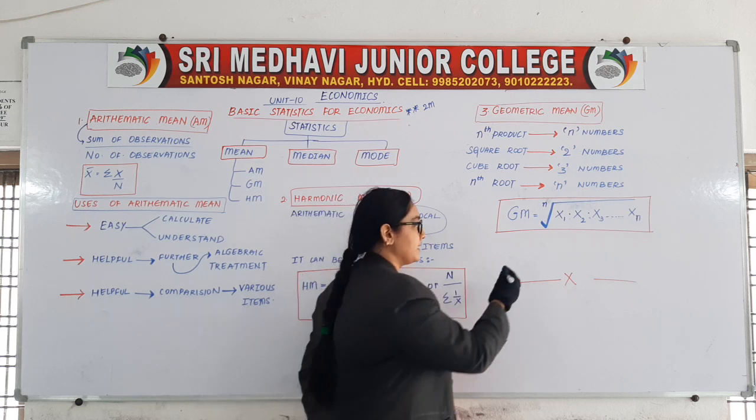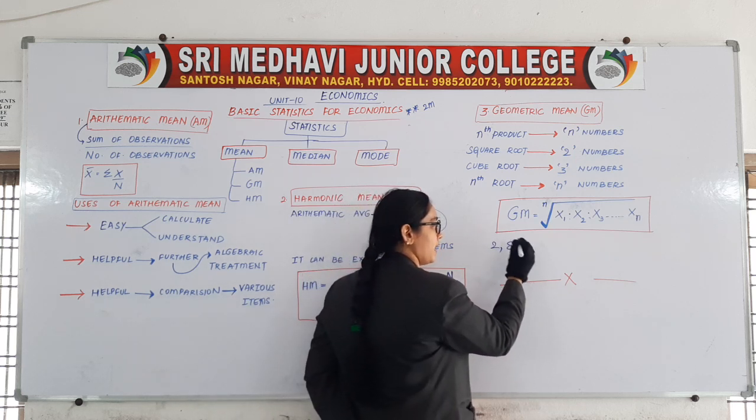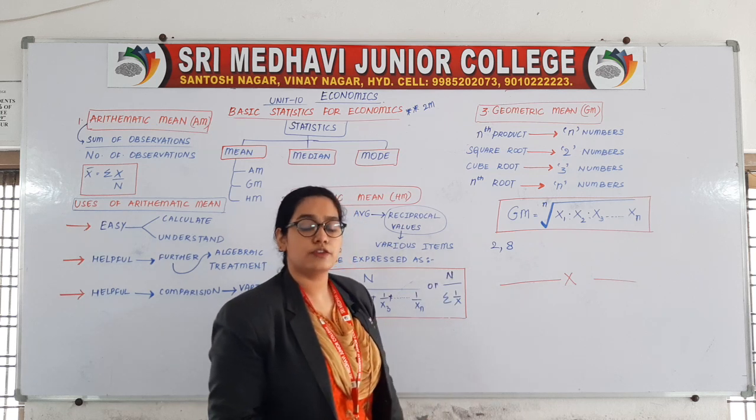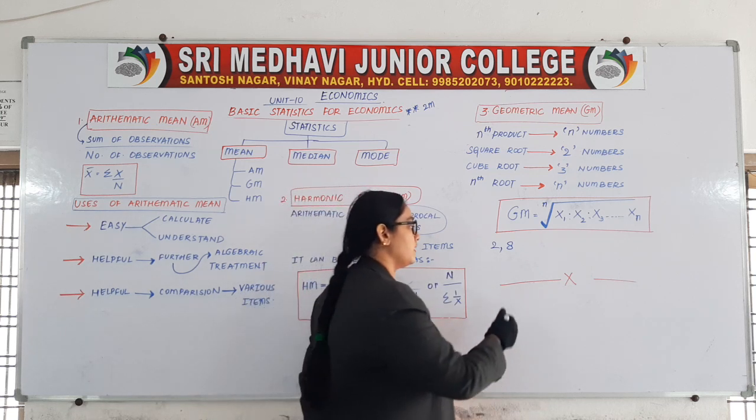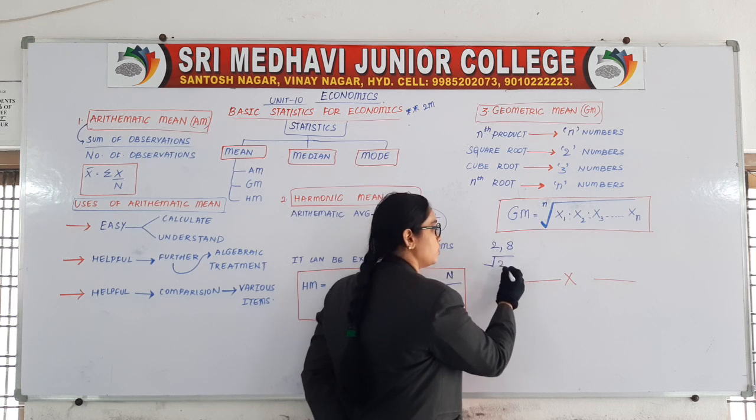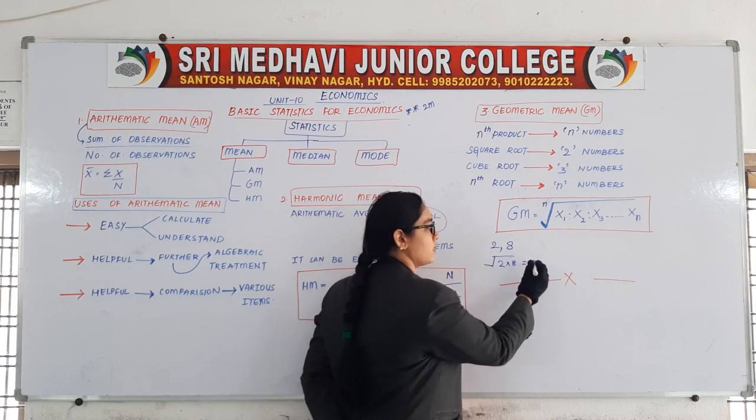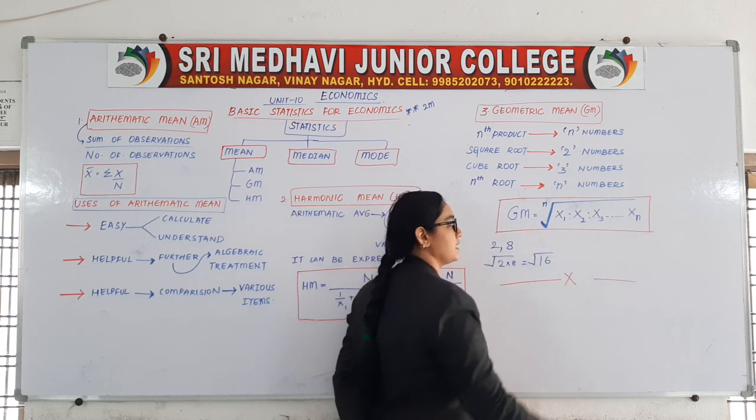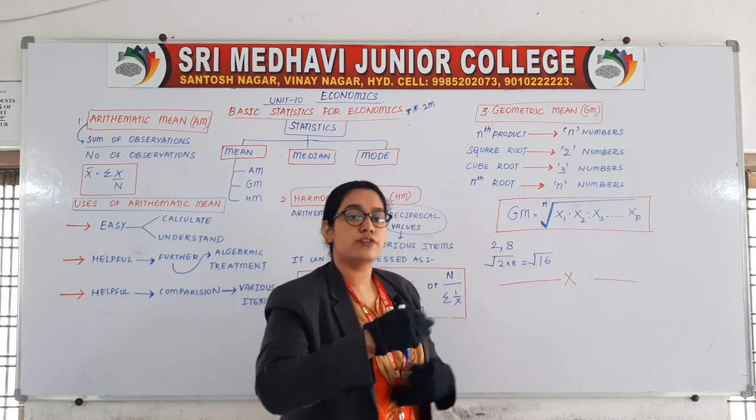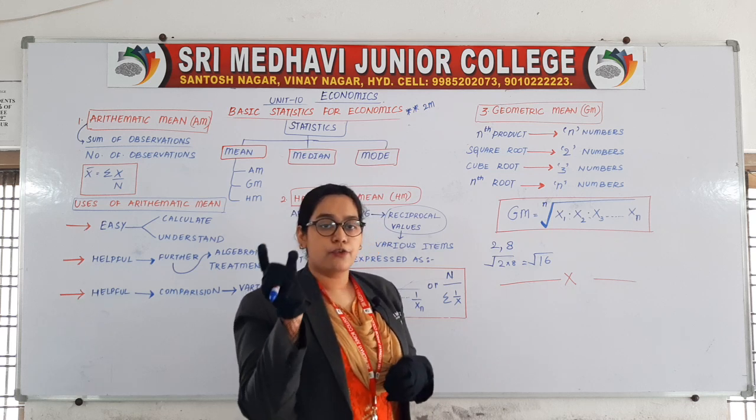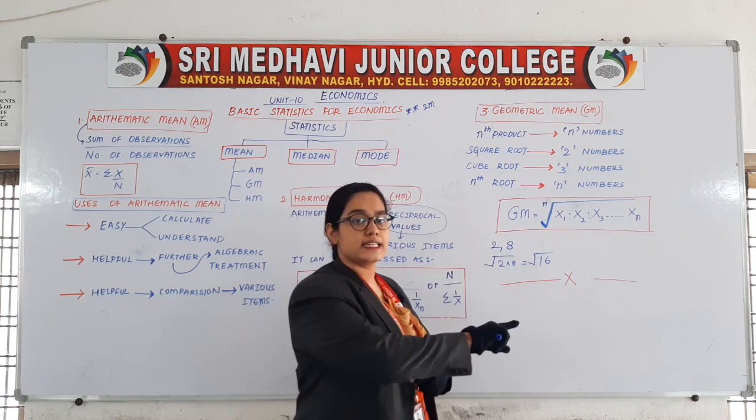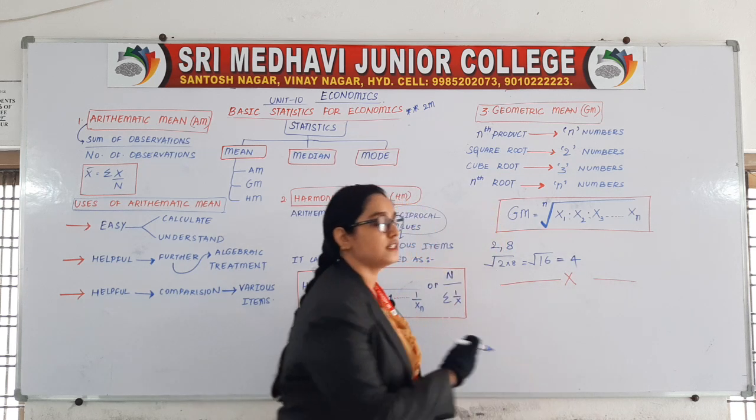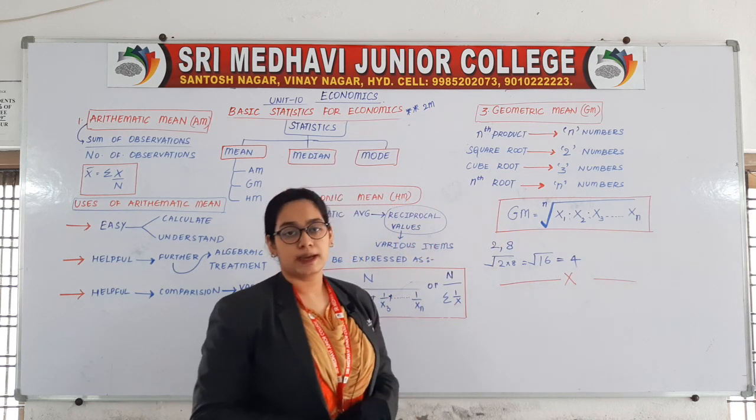For example, let us take two numbers, 2 and 8. We need to find the geometric mean of 2 and 8. So what we need to do? Under root, 2 into 8. 2 eights are 16. So we got root 16. Root 16 is the root of which number? 4. 4 fours are 16. So root 16 I can write as 4. This is the geometric mean of these two numbers.